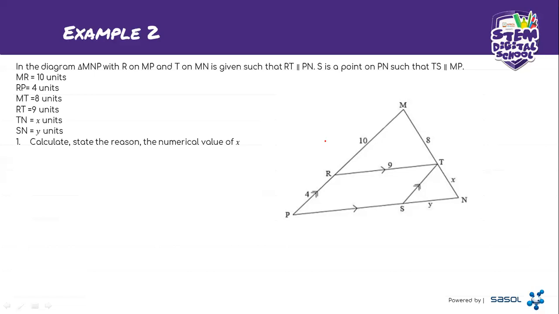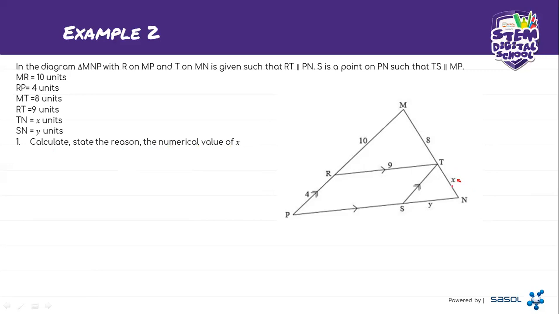And then, of course, we are having MR, which is equal to 10 units. RP is 4 units. MT is 8 units. RT is 9 units. TN is X units. And the last one, we are having SN, which is equal to Y units. Now, the first question says calculate and state the numerical value of X. Meaning we need to know the value of X.